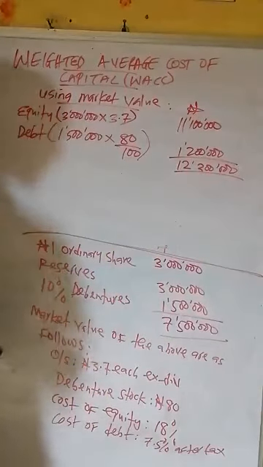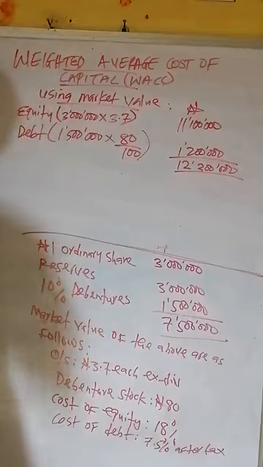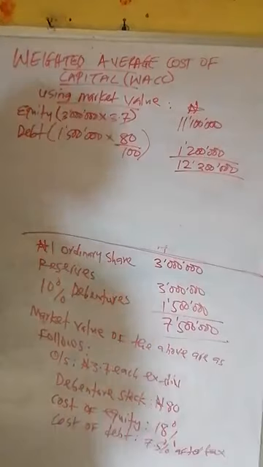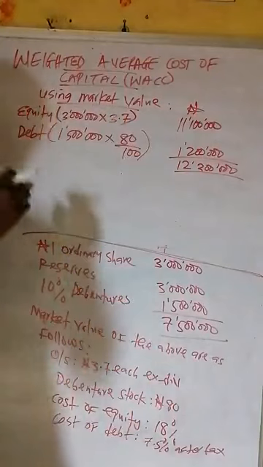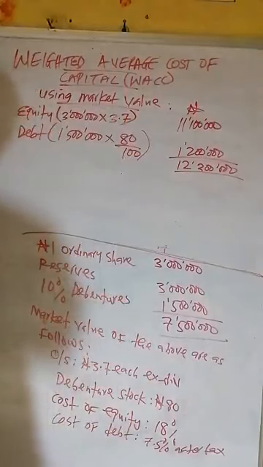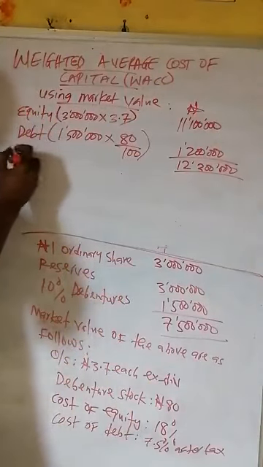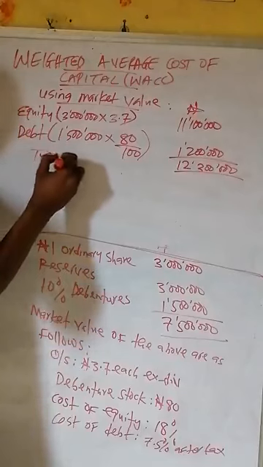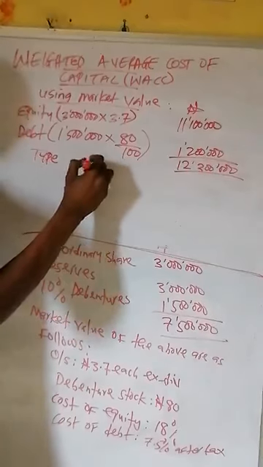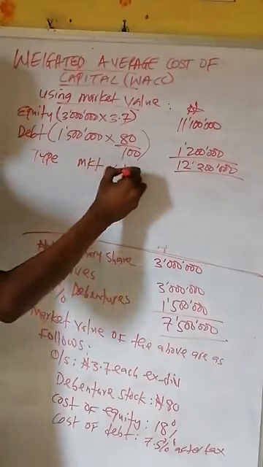Just as we have stated it, we have used the formula method. So let's now use the tabular method. We have used the formula method under the book value. Let's now use the tabular method under the market value. So you are using market value, you are using the tabular method. You start by setting your table. Type: market value.